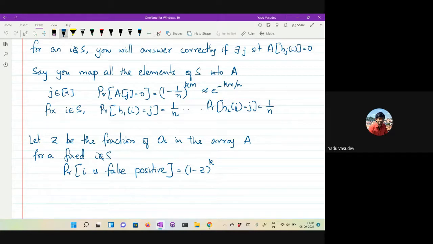And what do we know? We know the expectation of Z, right? What is the expectation of Z? Expectation of Z is just what we have just calculated here, the probability that a particular bit is set to 0. So that is nothing but 1 minus 1 over n to the km. In some sense, it's not clear why, but you can say that this is something like 1 minus 1 over n to the km, to the k.